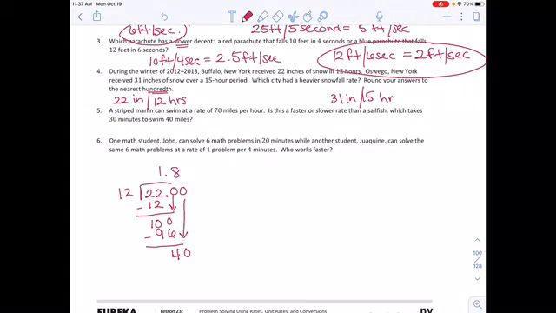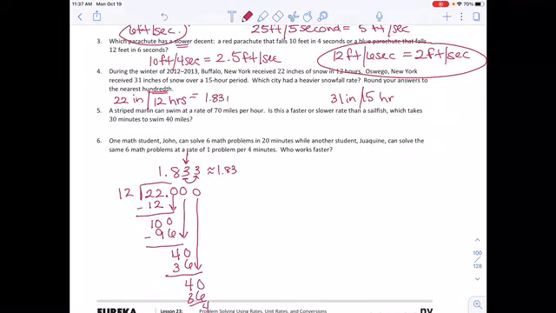Let's see, 12 times 3 is going to be 36. And then I get 12 times 3 again. But notice we don't have to keep going because they said to round to the nearest hundredth. So notice I have the hundredths place here. If I want to round to the hundredths, I look at the thousandths and say, well, that's less than 5. So I round this to 1.83. So 22 divided by 12 is 1.83 inches per hour, rounded.